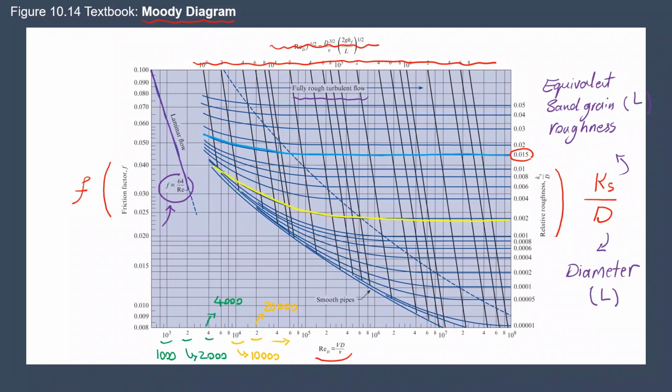These lines are curved, right? Meaning that F changes with Reynolds number and also relative roughness, K sub S divided by D. Perfect. So now you have a general idea about the Moody diagram. We're going to talk about it more, but first, let's go over two small examples of the Moody diagram in the next slide.